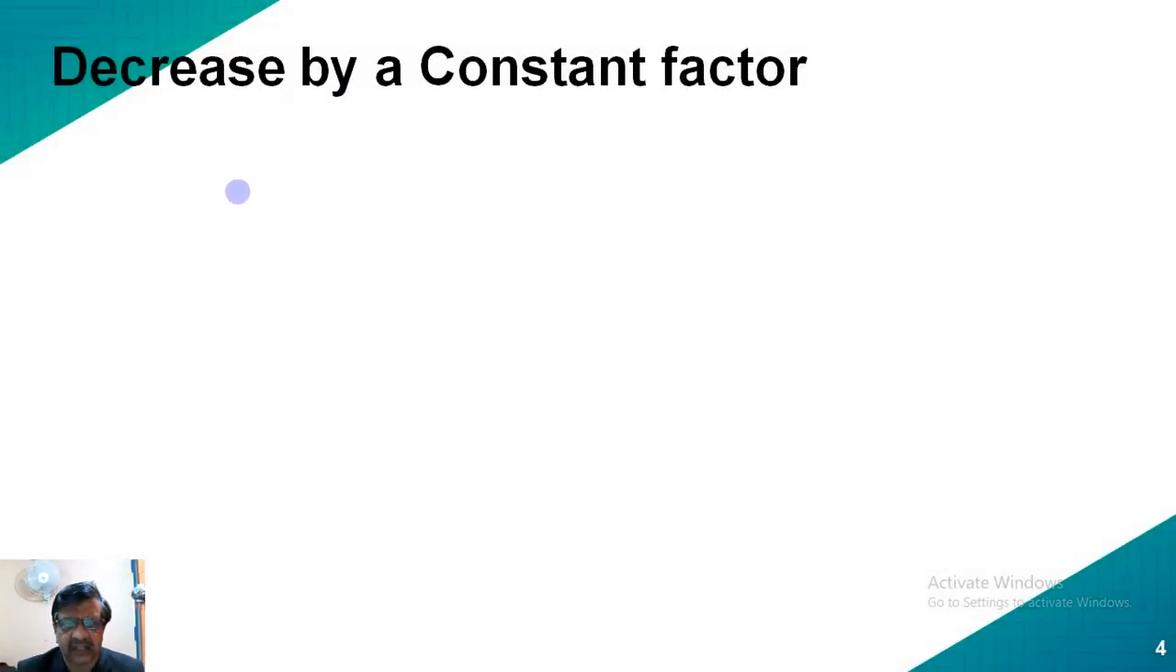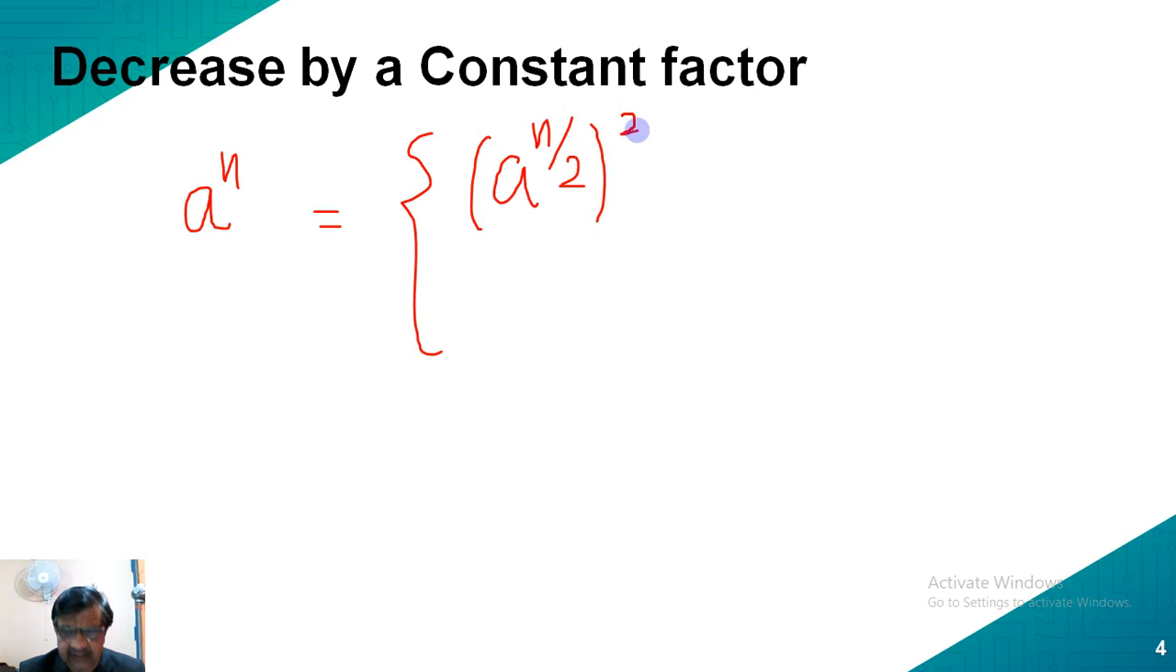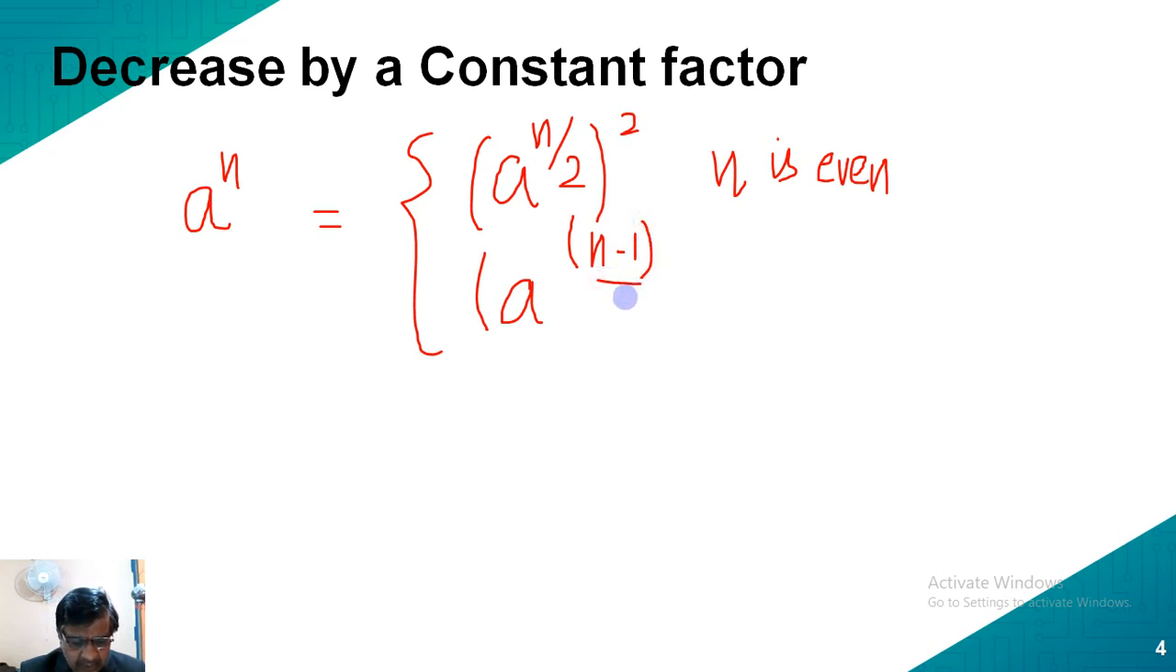Decrease by a constant factor. In the same token, a to the power of n can also be computed as a to the power of n by 2 whole square, if n is even. This is a caveat, a condition. Otherwise, it can be solved like this: a to the power of n minus 1 by 2 whole square into a, if n is odd and n is greater than 1. Here also n is greater than 1. It will be equal to a if n equals 1.